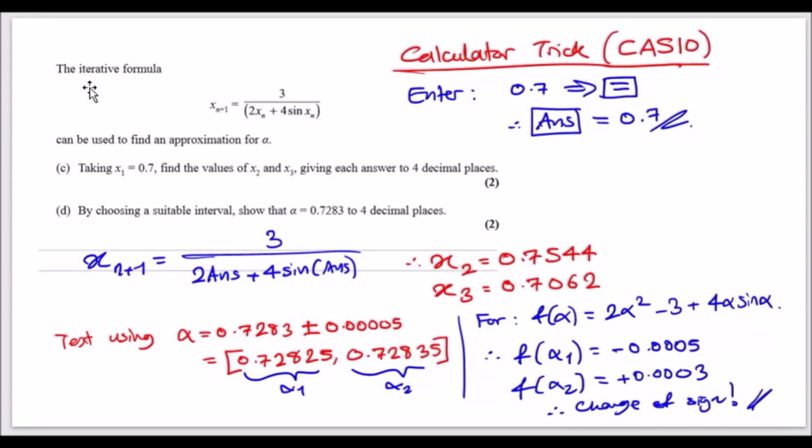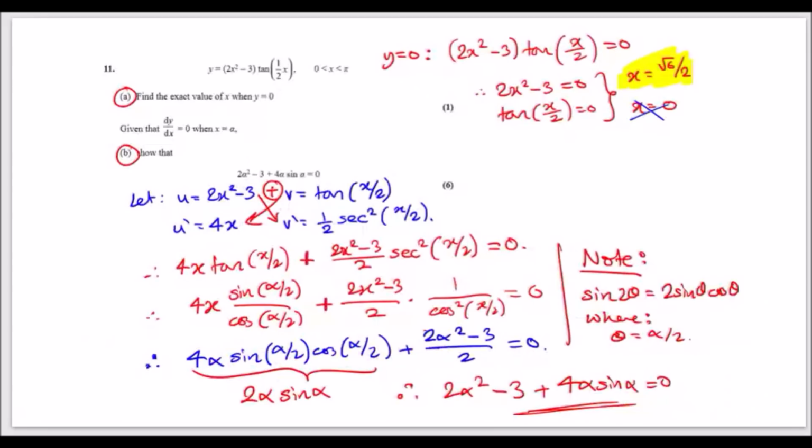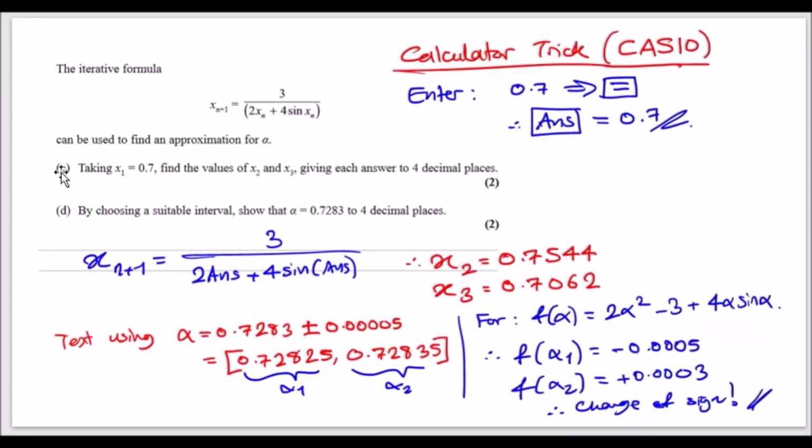So now the iterative formula, which is given here, can be used to find an approximation for alpha from the previous question. By taking x1 equals 0.7, find the next two values, and remember to give it to 4 dp. Now here's a cool trick when you calculate, and you probably already know this because you're A-level math students.